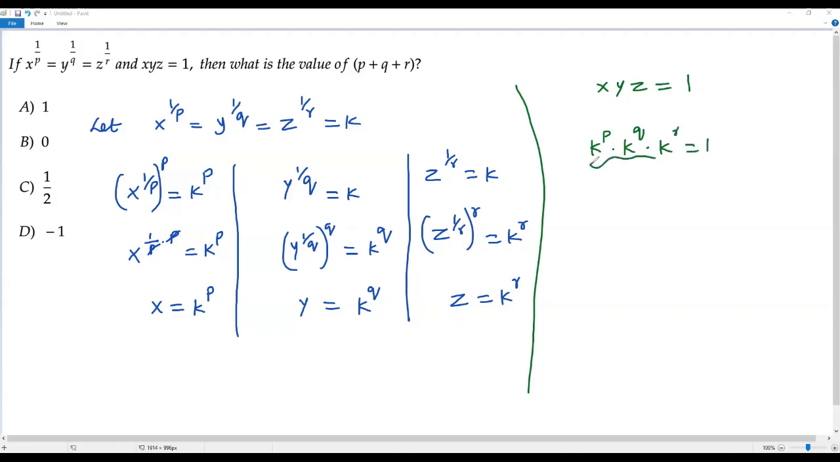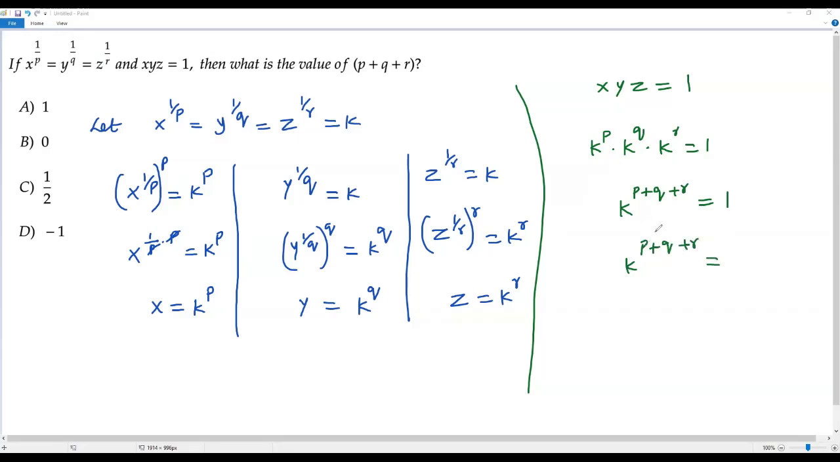Here we multiply three terms with the same base. Whenever we multiply two or more terms with the same base, we take the base once and add the exponents. Then I'm getting k to the power of p plus q plus r equals 1. Our aim is to find the value of the expression p plus q plus r. For that, let me write the left side as it is, k to the power of p plus q plus r.